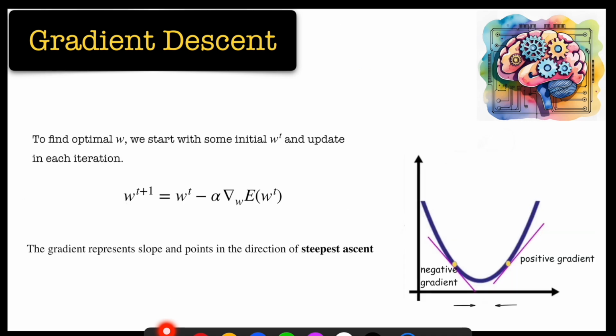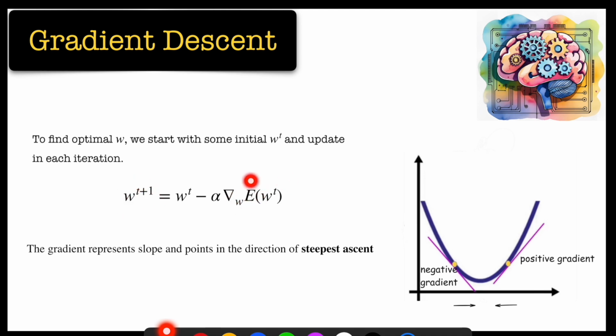So how does it work? To find an optimal W, we start with some initial Wt and update it in each iteration. So Wt plus 1 equals Wt minus something. That's how we are updating our W in each iteration. So how are we updating? This is the error term, right? The mean squared error basically for linear regression. We are taking the gradient of it. Basically we are taking some multiple of this gradient and deducting it from the previous W, and that's how we are getting the current W.